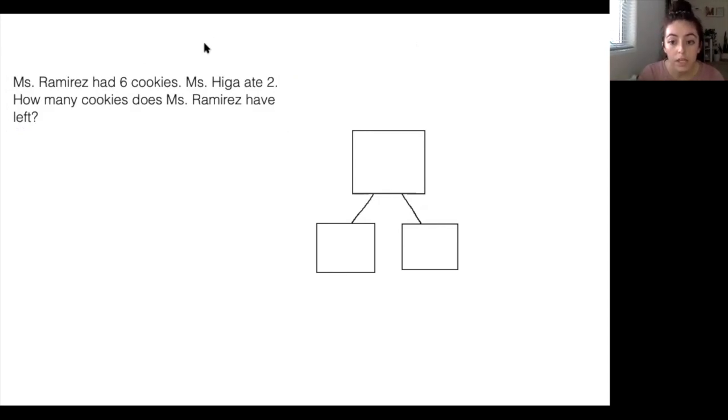And I know, thinking about my important information, I'm going to circle that Miss Ramirez had 6 cookies and Miss Higa ate 2. So Miss Ramirez started with 6. So that tells me that Miss Ramirez had a total of 6 cookies. Now, a part in our equation will be that Miss Higa ate 2 of those cookies. Our problem now is to figure out what is our other part. So Miss Ramirez can make a subtraction problem by doing 6 minus 2, taking away the 2 cookies that Miss Higa ate.